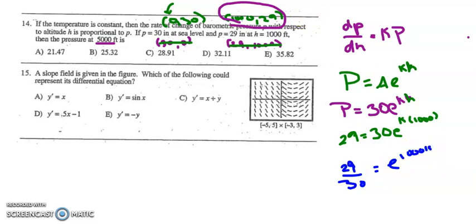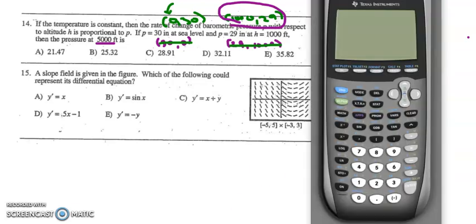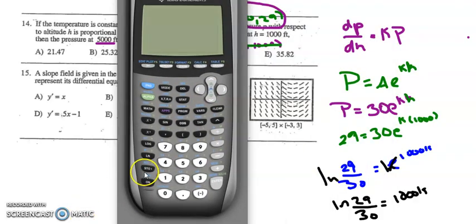Then I can natural log both sides of the equation. Ln here, ln here, ln of e is going to cancel. So I have the natural log of 29 over 30 equals 1,000K. And that means that K will be natural log of 29 over 30 divided by 1,000. And bring over my calculator and do just that. Natural log of 29 divided by 30, and then divide that by 1,000.